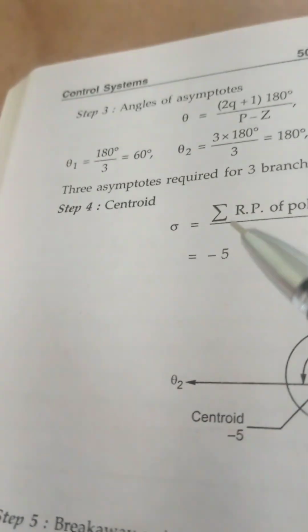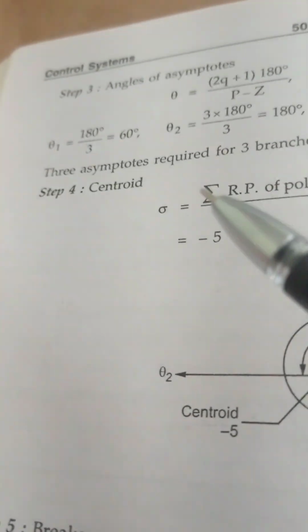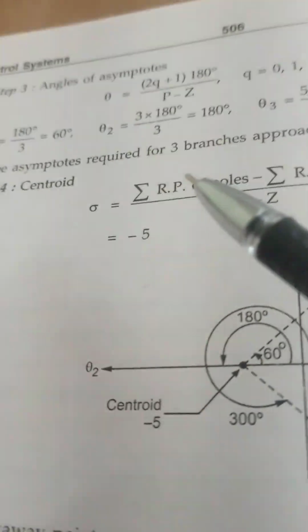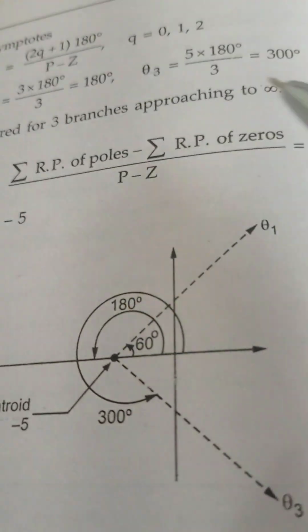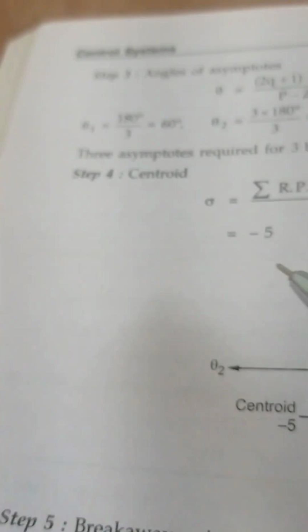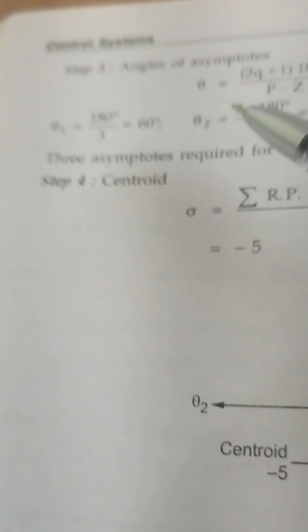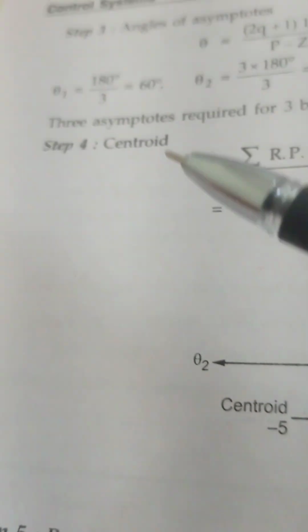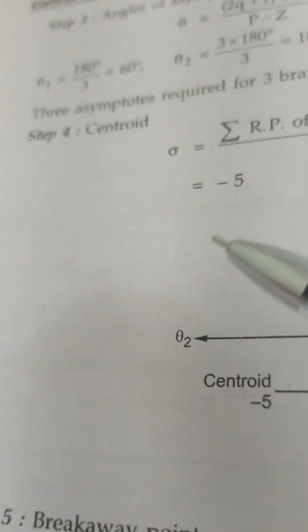Therefore, angles of three asymptotes are required for the 3 branches approaching infinity. The next step is the centroid. Now we have calculated the angles of the asymptotes, then we have to go to the next step. According to step number 4, we have to find the centroid.